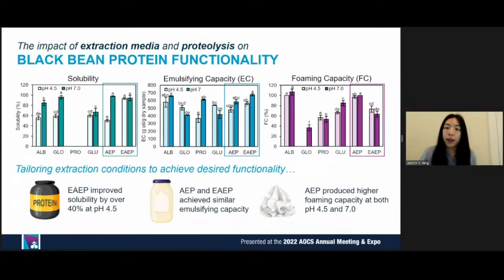Ultimately, it's evident that both AEP and EAEP proteins possess desirable functional properties, and our results here really highlight the importance of tailoring extraction conditions based on the target functionality in the end product.